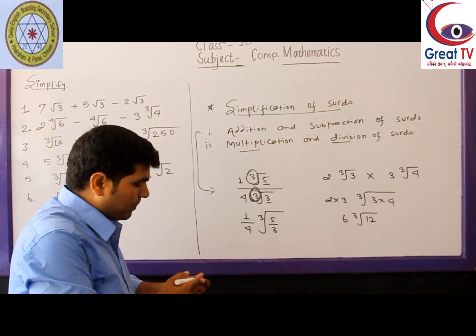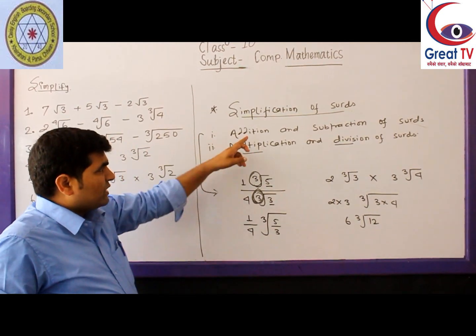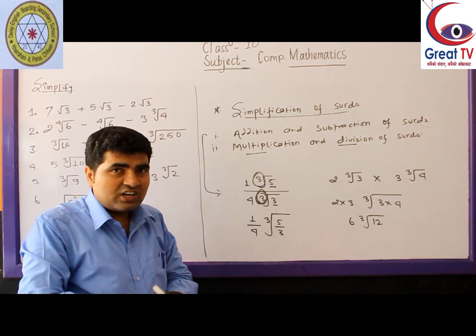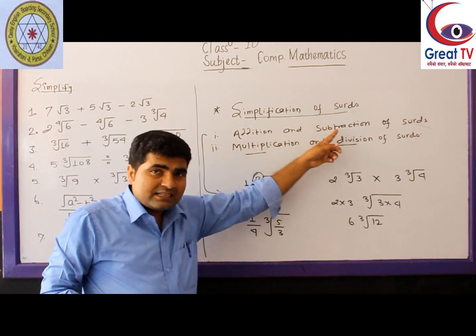Now finally, the conclusion of these two: in which condition can we add and subtract the given Surds? If two or more Surds are like Surds, in that case only we can add and subtract.